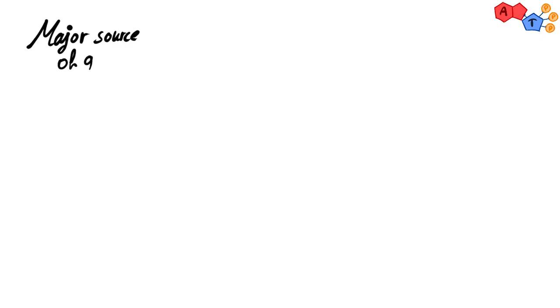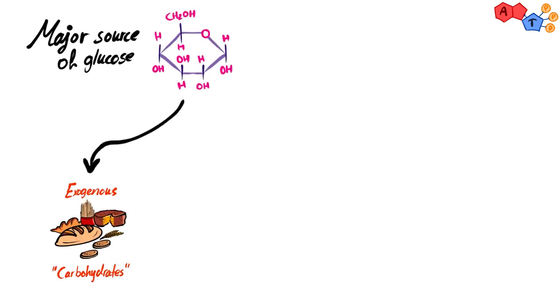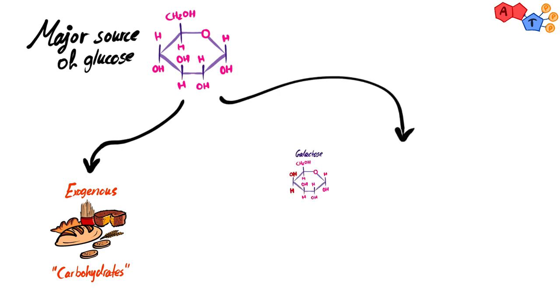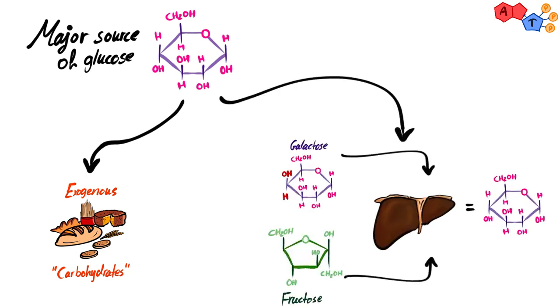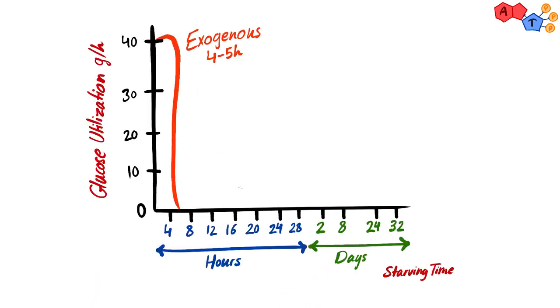The major source of glucose is exogenous glucose, that is, the glucose obtained from food we eat, namely carbohydrates. Dietary galactose and fructose can be converted to glucose in the liver. And now this exogenous supply, it's rapidly used up by the body, lasting something around 4 to 5 hours on average. During fasting, the glucose supply is provided by the breakdown of glycogen in the liver, and this can last somewhere between 10 to 18 hours.